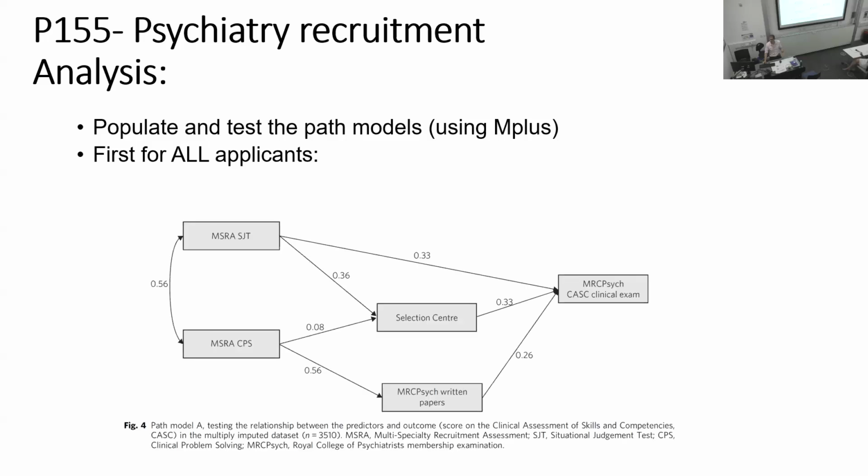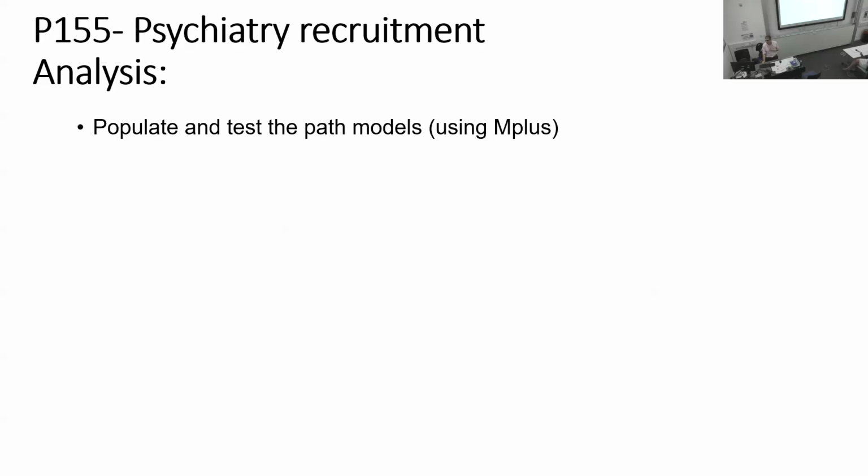So we tested it for all applicants initially, and you can see here, the selection center scores had just as much predictive power to predict the CAS performance as the situational judgment test. Now, that was not what was found in the general practitioners. In GP recruitment, the selection scores had virtually no independent value, which is why they were saying, why are we bothering, right? So they did seem at least as good as the situational judgment test scores for predicting. So that's the first question answered, that they do add value.